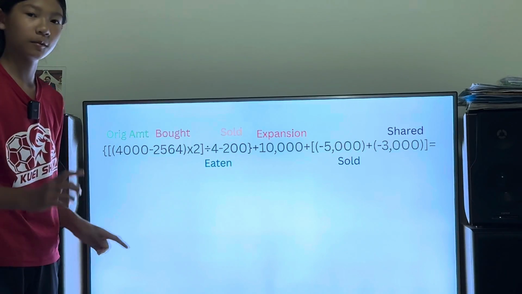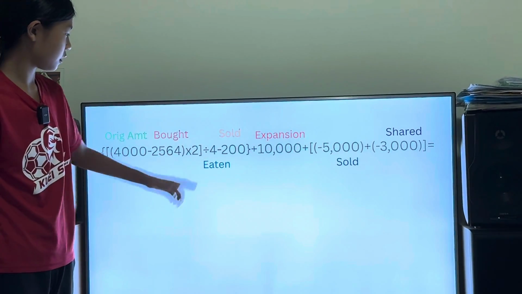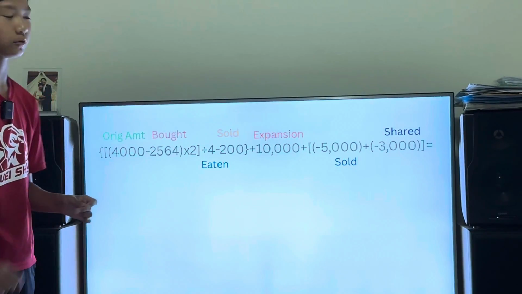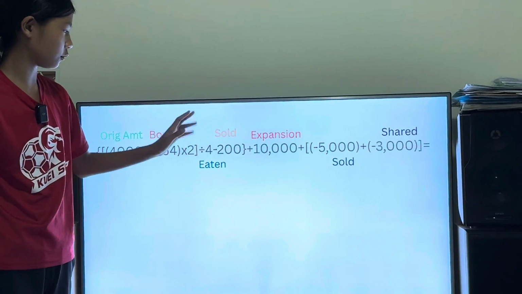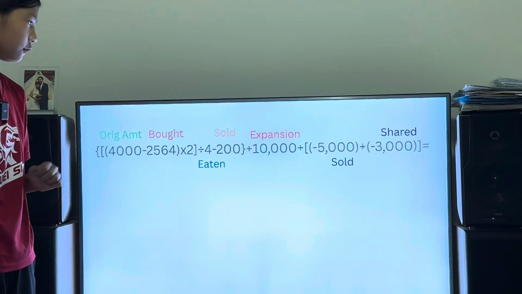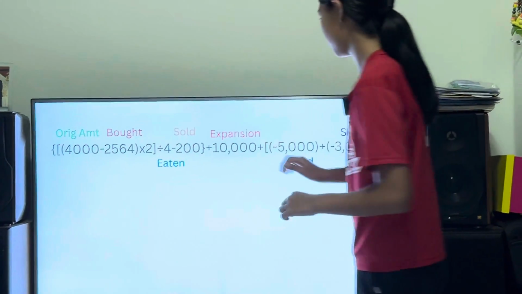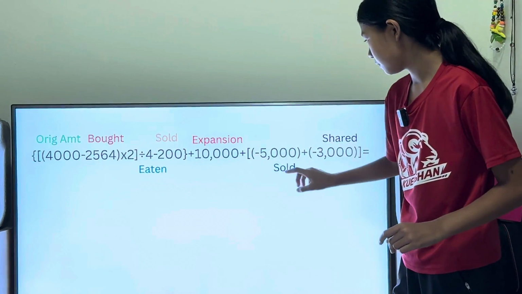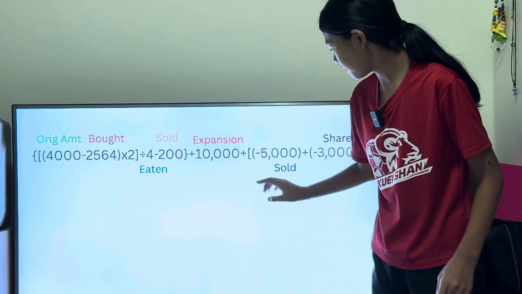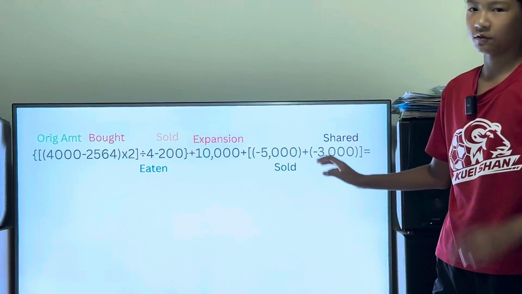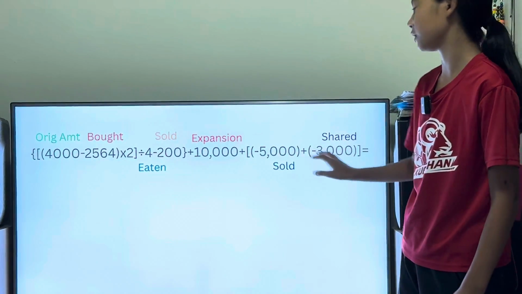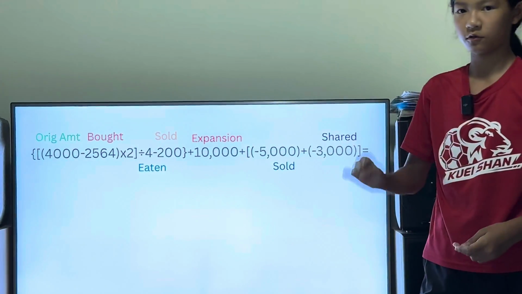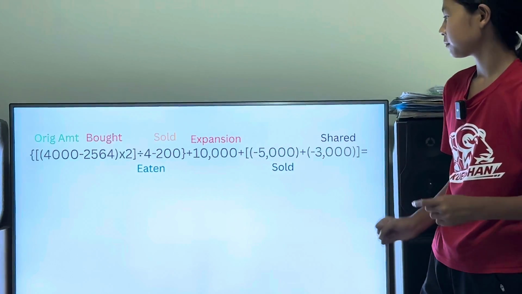And after that, the bugs ate his apples, so ate 3/4 of them. So now he only has 1/4 left, so we divided by 4. And after that, he sold 200 of his apples, that 1/4 of his apples, and used that money to expand way more, to get 10,000 apples, and he sold -5,000 and shared -3,000 with his community. It's negative because he lost that amount of apples, so adding them together will be easier to subtract.